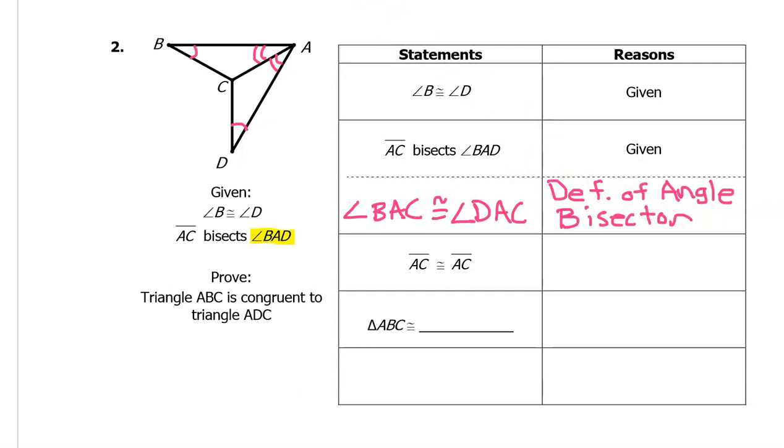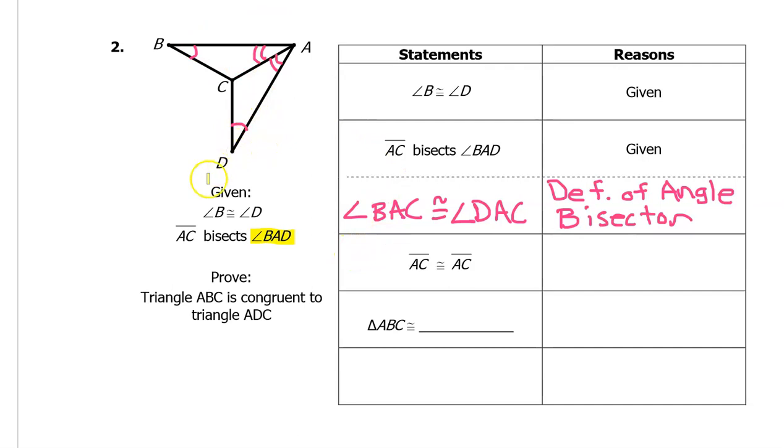So again, if you're wondering what the reason is going to be, look at the previous statement. If the previous statement says something about bisect, then the reason will be some kind of bisector. And in this case, it was an angle, so it's definition of angle bisector.